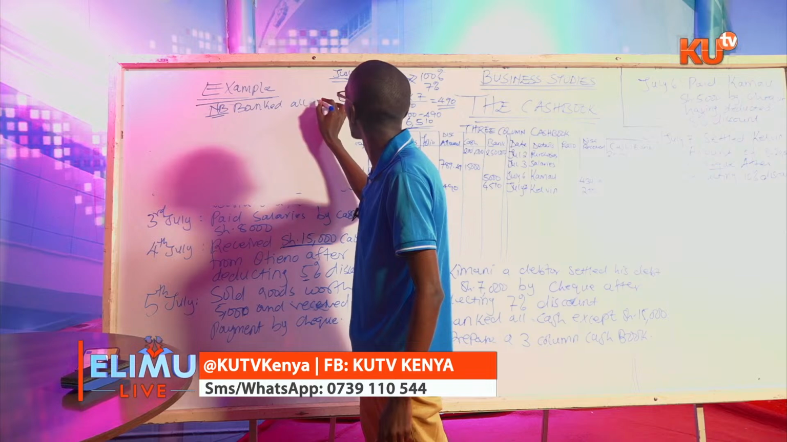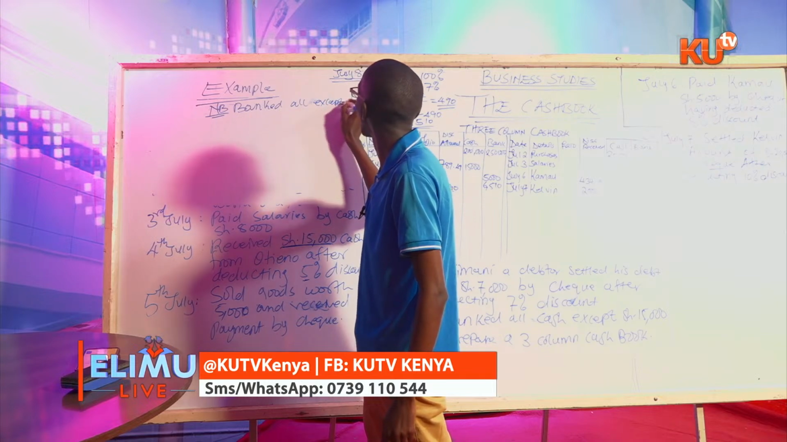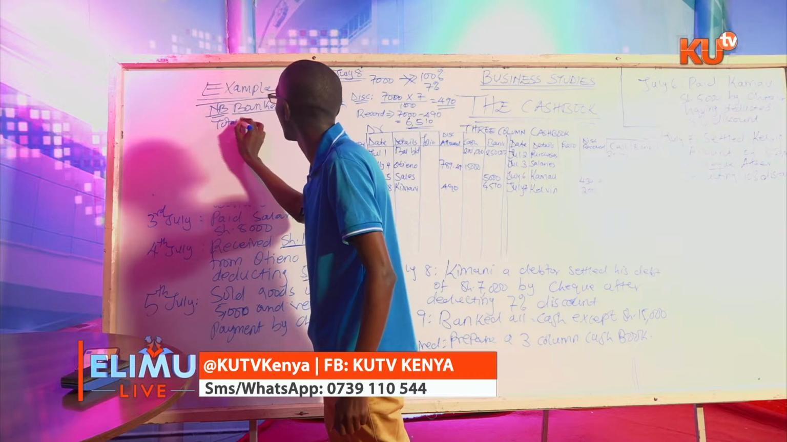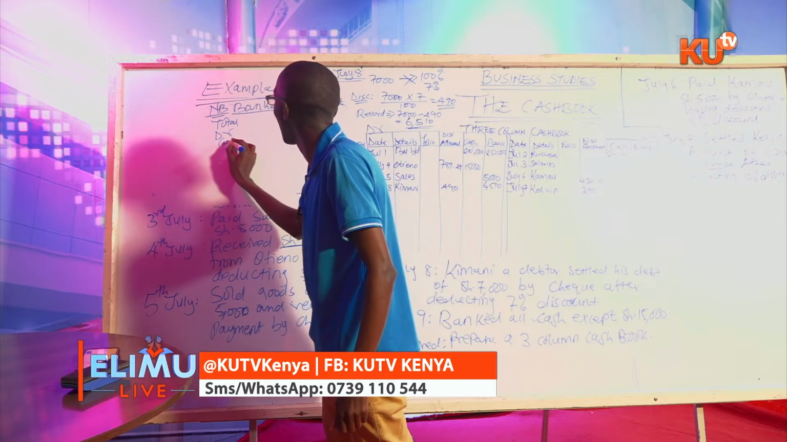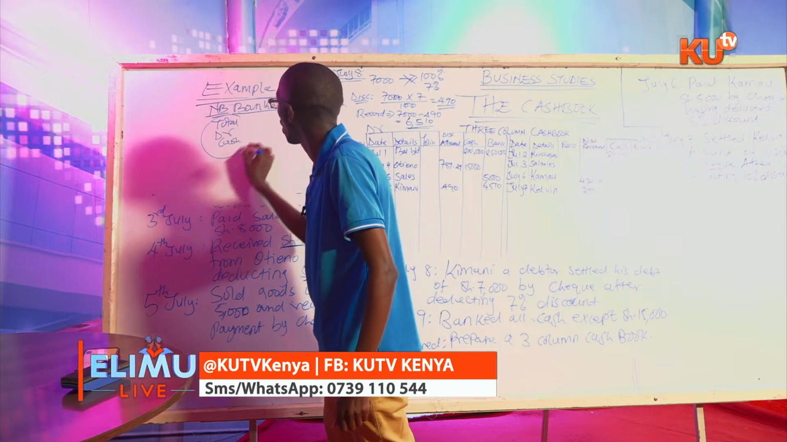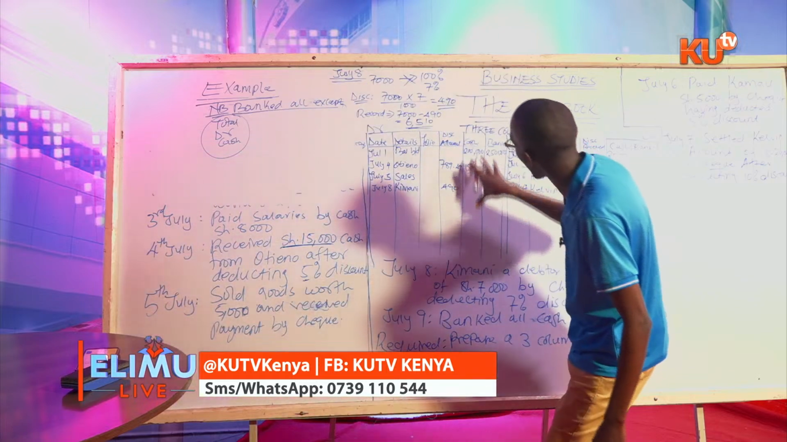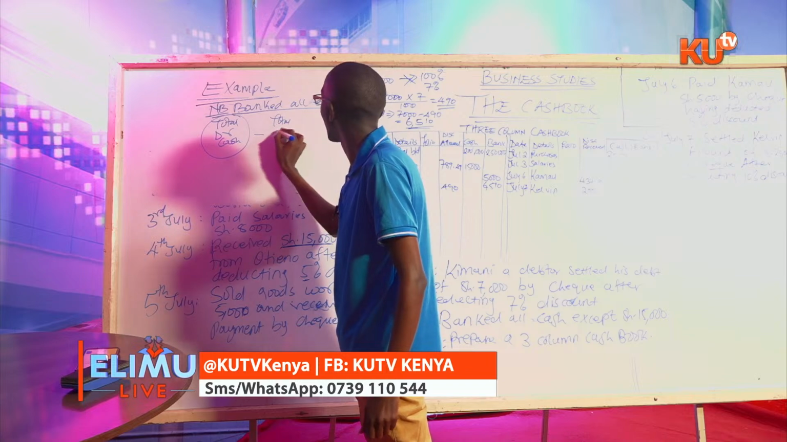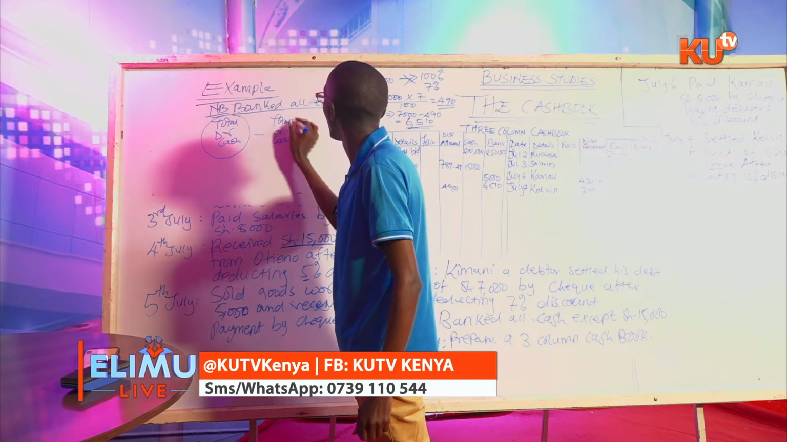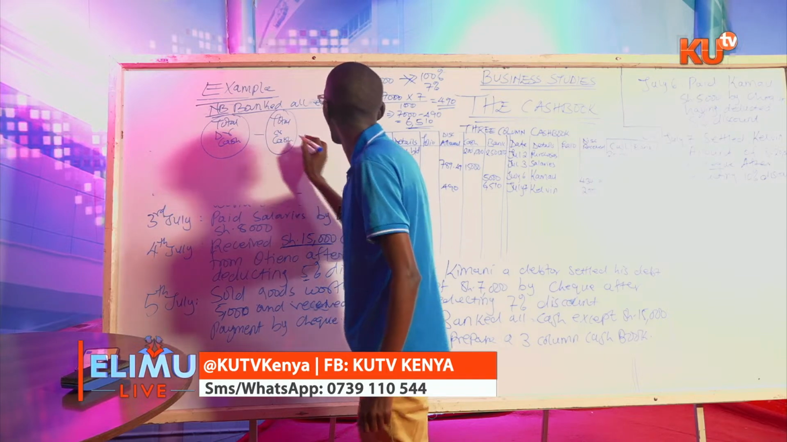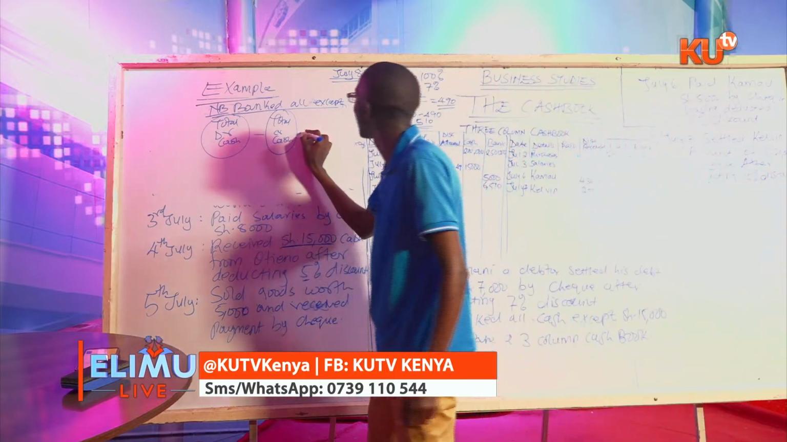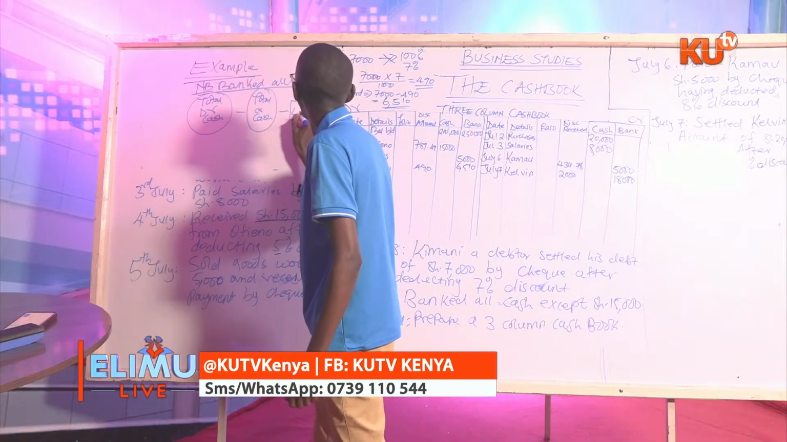Or sometimes you'll be told deposited all cash except. You'll take the total of debit cash, you earned all the cash on the debit side, minus the total of the credit cash, minus the amount you are told except, minus the except amount.